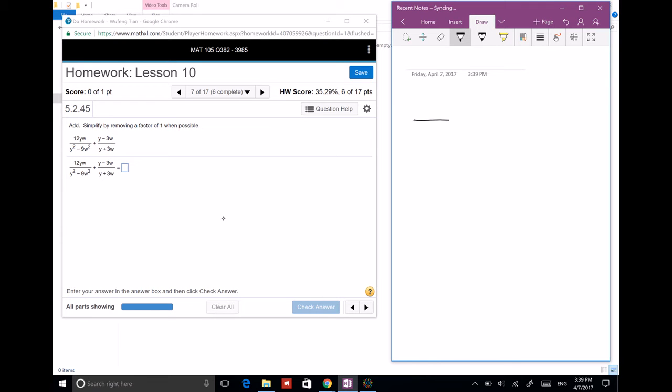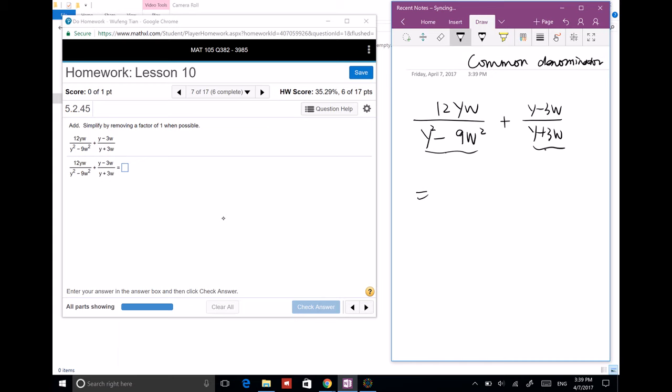Okay, so basically we need to add those two: 12yw over y squared minus 9w squared, plus y over y plus 3w and y minus 3w. So they have different denominators. So first, we need a common denominator, right? Common denominator, just make the denominators the same. Alright, so from here, you can see y squared minus 9w squared is factorable. You can factor this as y plus 3w times y minus 3w, right?